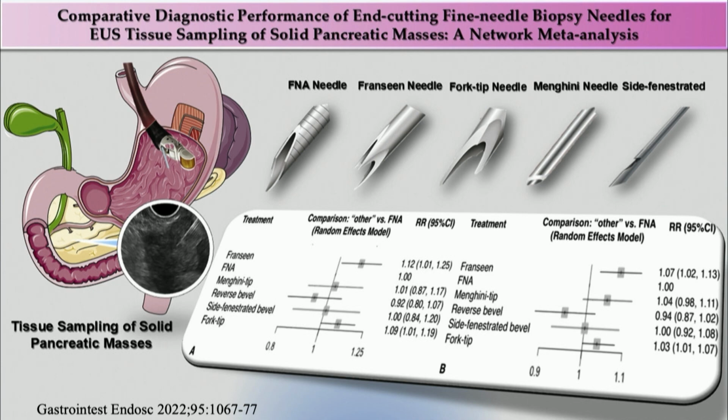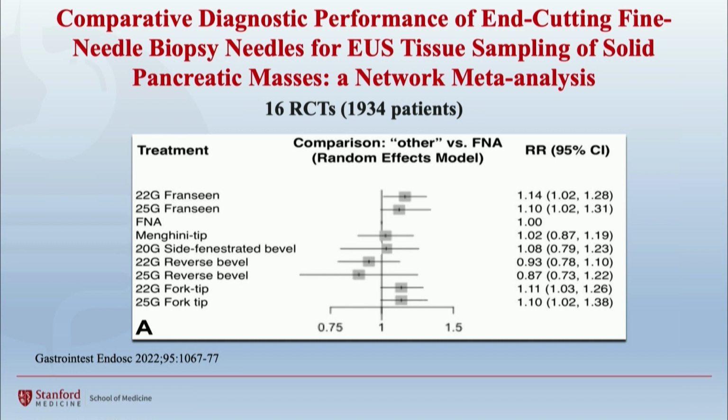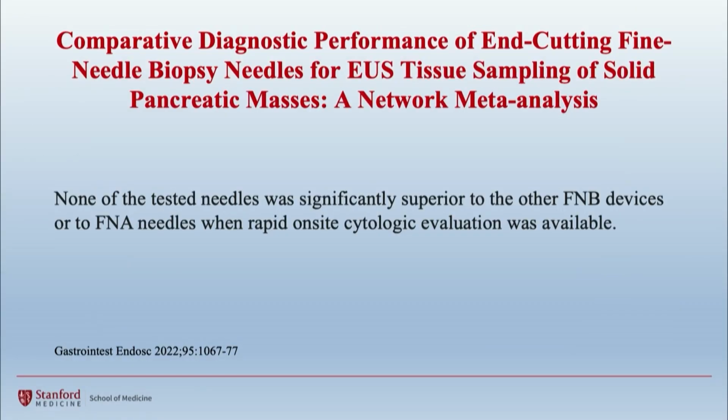This is a study looking at different types of needles, and what's shown in this study is that 22 gauge Franseen needles or fork-tip needles are superior to other types of needles, like side-hole biopsy needles or fine needle aspiration. They are superior with respect to accuracy. None of these needles were significantly different from each other when you have ROSE available, and that's again with respect to accuracy.